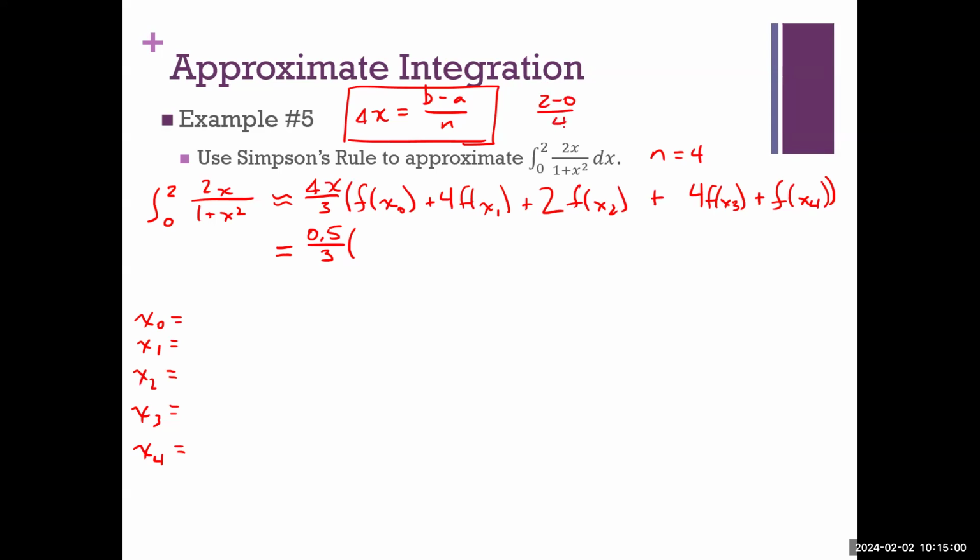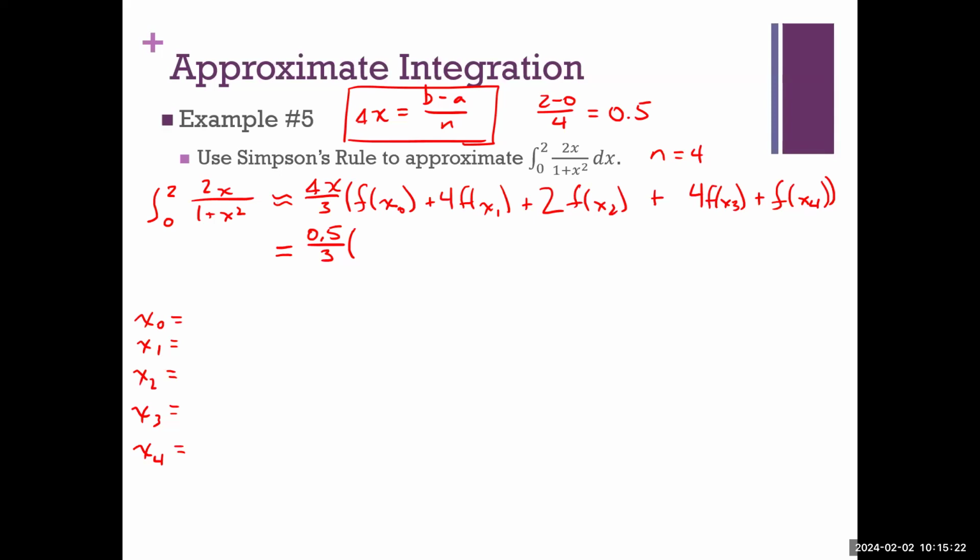So why is it over 4? That is baked into Simpson's rule. Oh, yes, the delta x itself is 0.5. Simpson's rule divides it by 3. So the delta x itself is 0.5, and Simpson's rule cuts that down to 1/3.